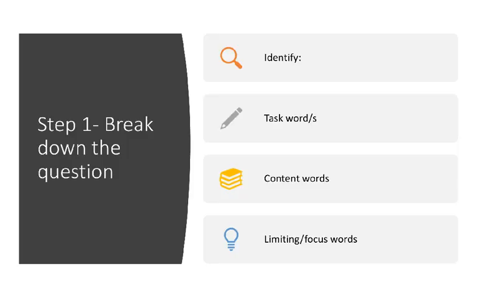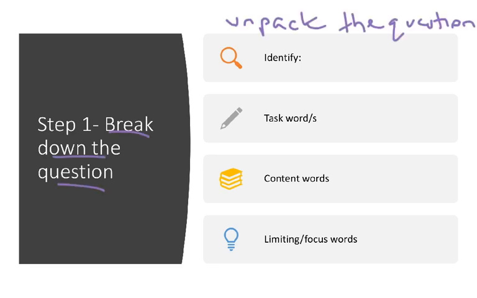So the first step, whether you're doing a SAC, an exam, or even just a practice go, or even a textbook question, you should tackle it this way. Break down the question, or unpack the question. So how do we unpack the question? First, we're going to identify what task words are being used. There could be one or there could actually be two task words in a 10-mark question.